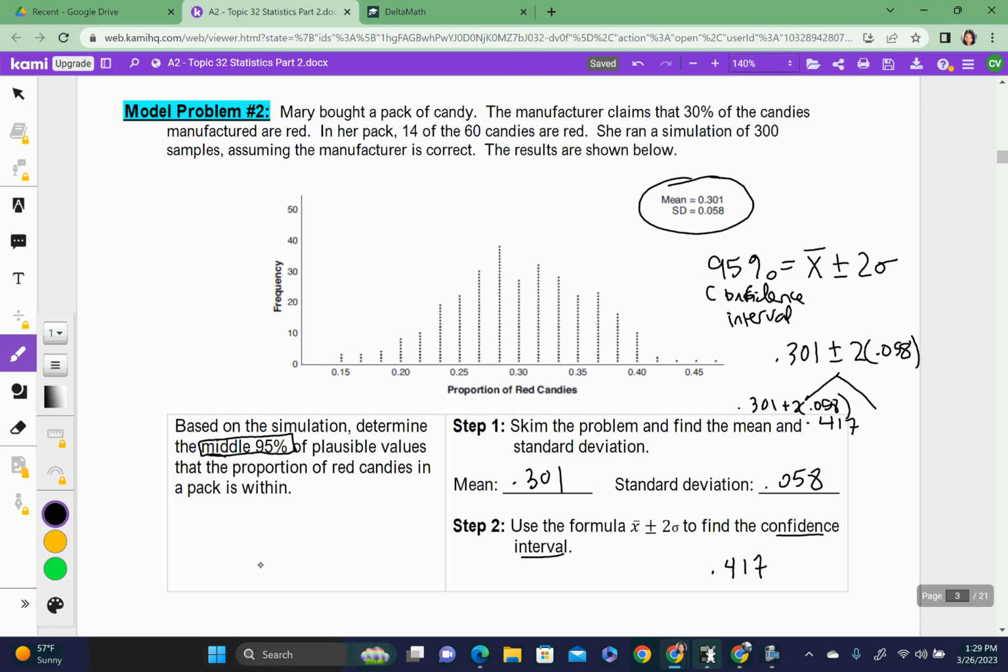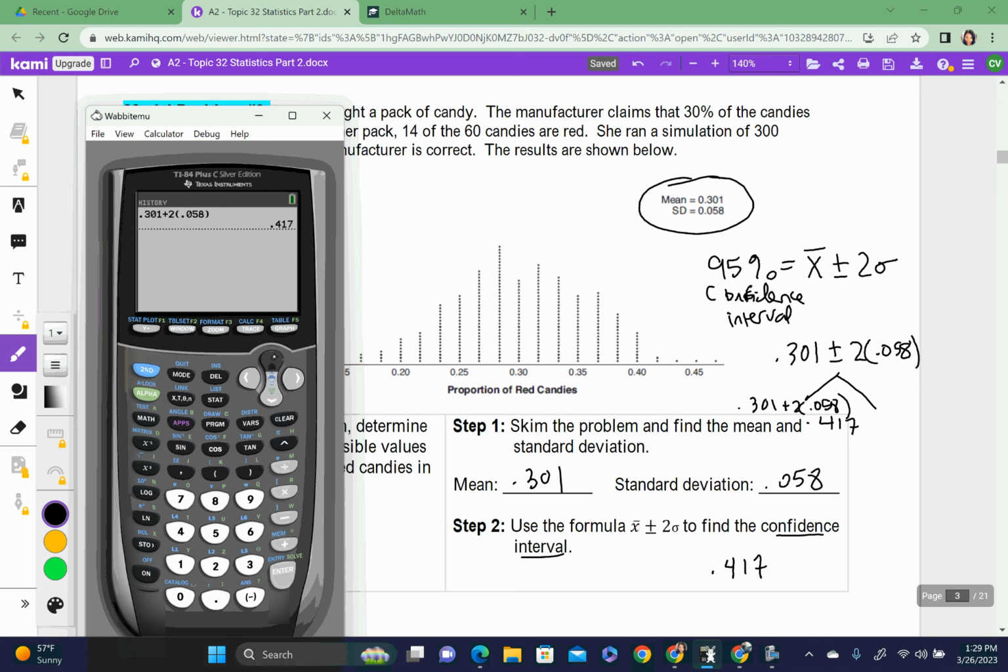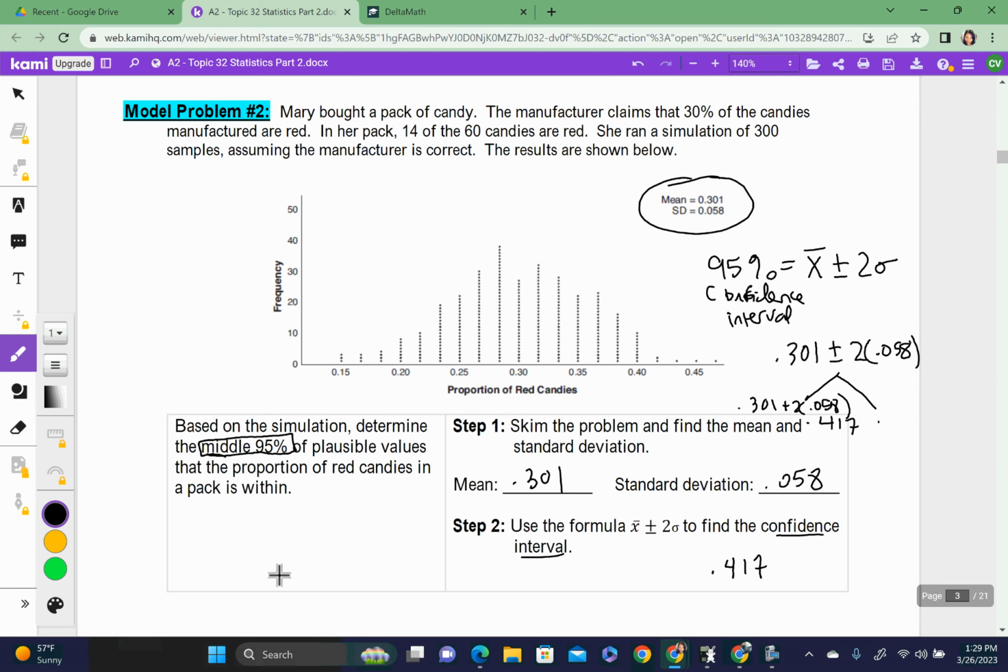And then when I subtract them, now watch how easy this is. I'm going to work smart, not hard. I'm just going to go up, hit the up arrow, grab this by hitting enter. And I want to change that plus sign to a minus sign because I want to go through this path right here, which is 0.301 minus 2 times the standard deviation. Hit enter and I get 0.185. So the other value is going to be 0.185.